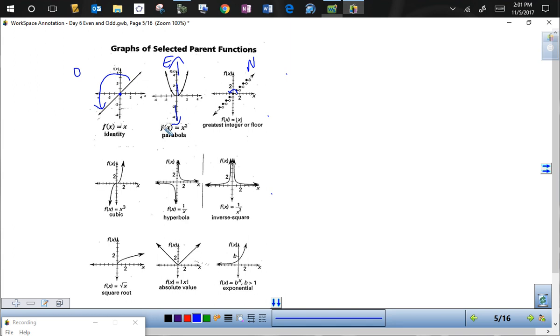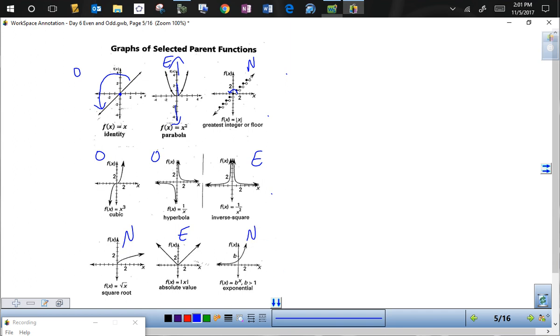Alright, hopefully we decided that a cubic was odd. Of course, we already had that example. A hyperbola, I can take this whole branch, rotate it 180 degrees and get down here, so it is odd as well. Inverse square is even because of the reflection symmetry. Square root is neither because you can't do any sort of reflection or rotation with that. Absolute value is even, and our exponential is another neither.